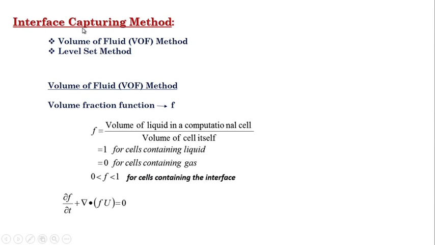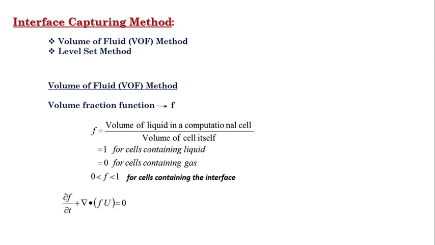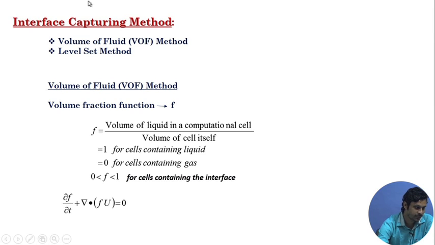Another thing about multiphase flow simulation is interface capturing. For interface capturing, there are different methods such as the volume of fluid method, VOF, and the level set method. Here I am going to discuss the volume of fluid method. In the volume of fluid method, we define a volume fraction function f, which is nothing but the liquid fraction function. A cell may contain only liquid, in which case f will have the value 1, and a cell may contain only gas, in which case f will be 0, meaning there is no liquid. A cell may also contain both gas and liquid, meaning the cell contains the interface, and then the f value will lie between 0 and 1, and this f will follow this advection equation.